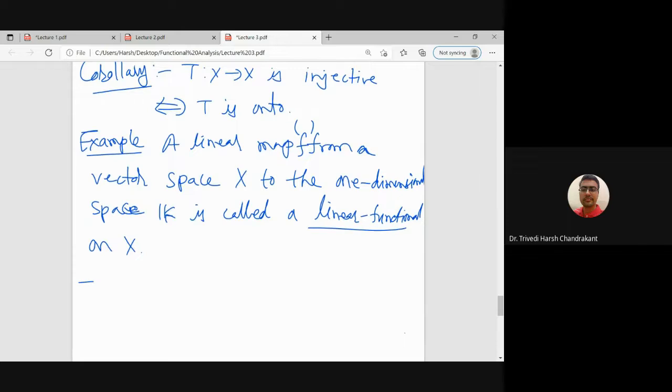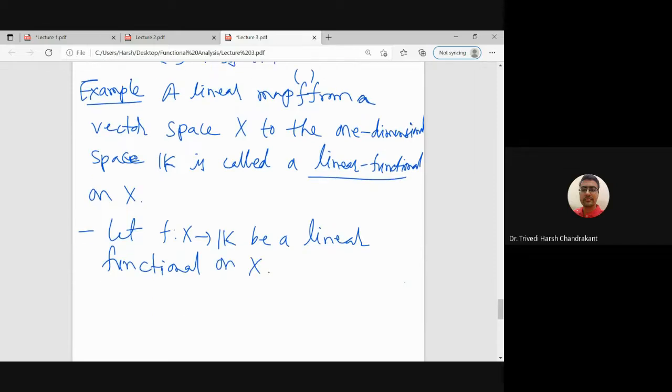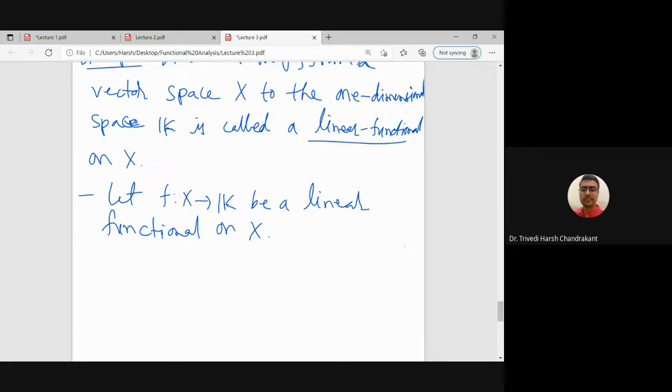So what are the simple properties of this linear functional? Suppose we let F from X to K, where K is R or C, be a linear functional on X. If F is zero everywhere, there is no point in studying it because that is a trivial function. So suppose F is a non-zero function.